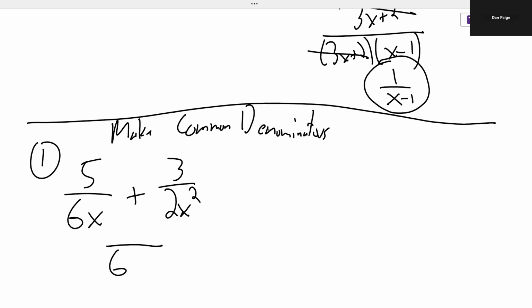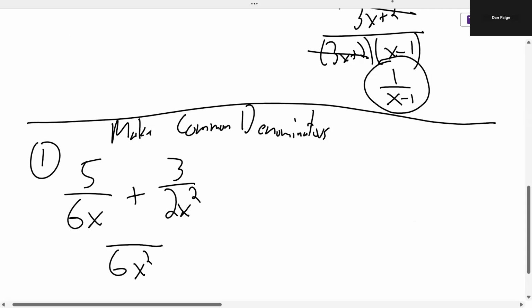Now, let's get the between x and x squared. What's the least common denominator? It's x squared. It's got to be like, what does x and x squared both go into? They both go into x squared, right? Now, the common denominator is going to be 6x squared.